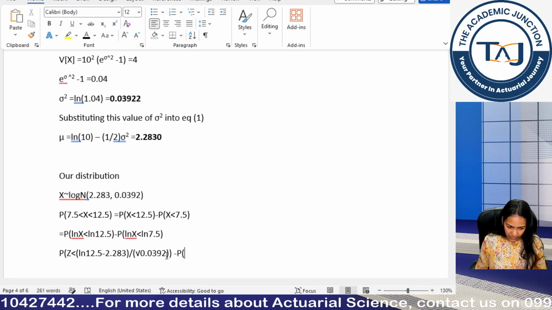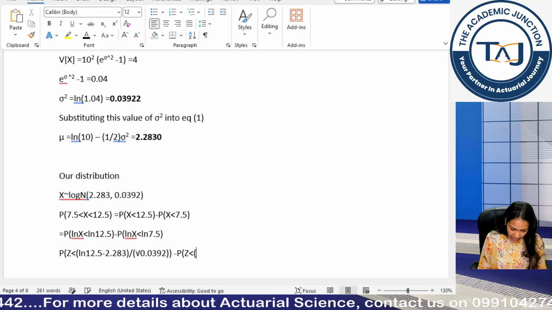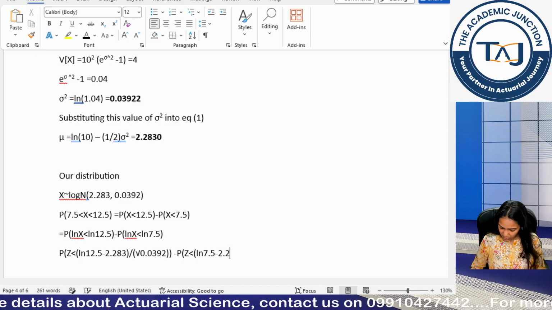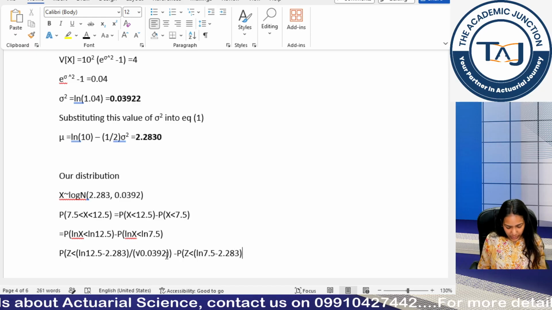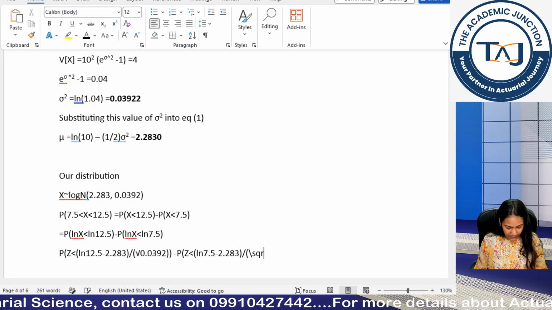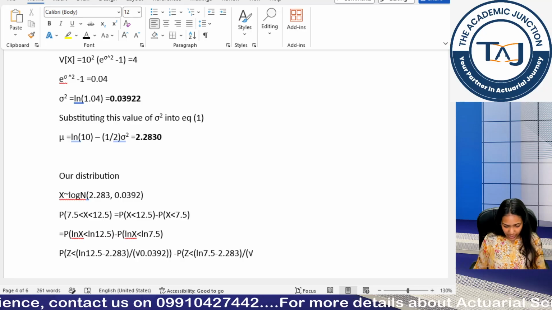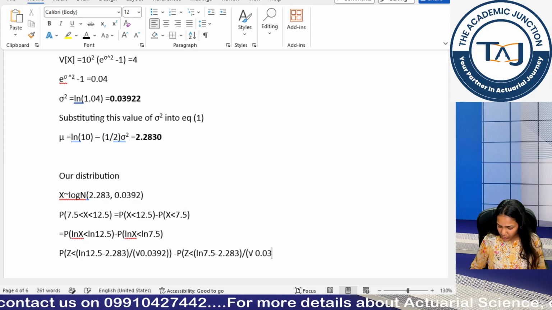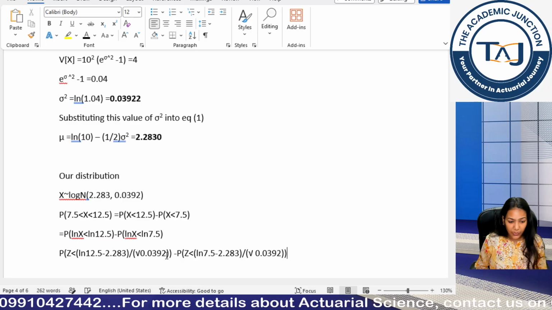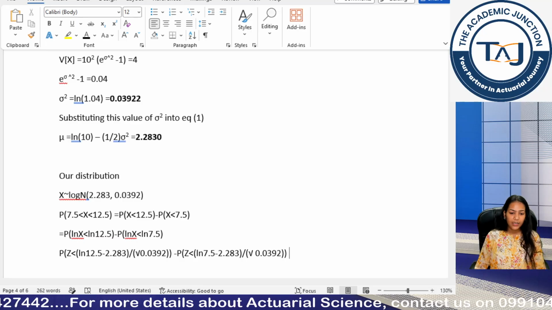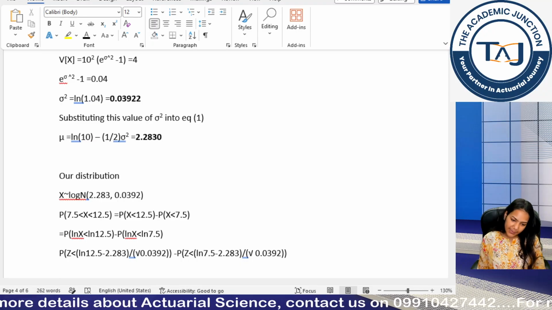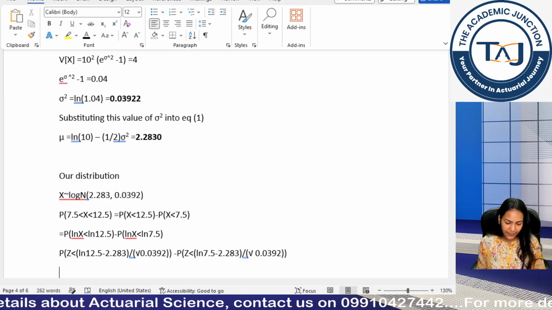Bracket start for the probability. Z less than sign. Again bracket for the numerator. ln 7.5 minus mu, which is 2.283. Bracket close for the numerator. Slash for the fraction. Bracket start for the denominator. Then we have backslash square root for the square root. Then inside the square root we will put 0.0392. Bracket close for the denominator. Now we have a bracket close for the probability. So this is okay. Though it might not look very presentable, it's acceptable in the exam given that you understand it. Okay.